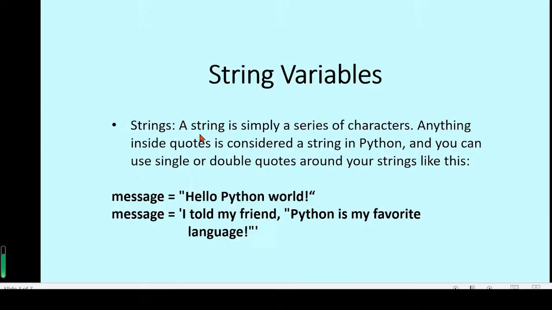So strings. A string is simply a series of characters. Anything inside quotes is considered a string in Python, and you can use single or double quotes around your strings like this. So this is a string inside double quotes, and this is also a string inside single quotes, but there are also double quotes inside the single quotes.